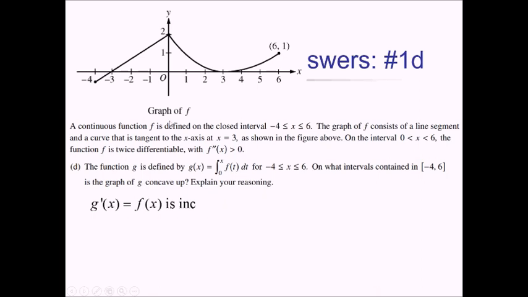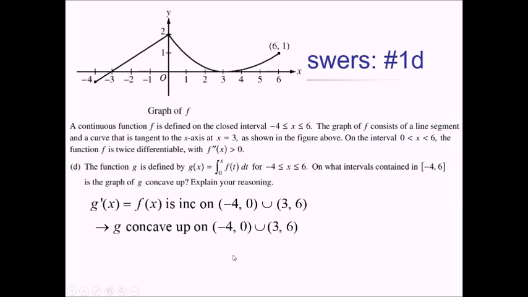So that being the case, where is f of x, also known as g prime of x, increasing on our graph? Well, here's the graph of f. We can just look and see where this thing is going up. F is going to be increasing from -4 to 0, and then it stops at 0. But then it starts increasing again once we get to 3. From 3 to 6, we are also increasing. Since g prime is increasing on these intervals, it follows that g is concave up on these very same intervals.